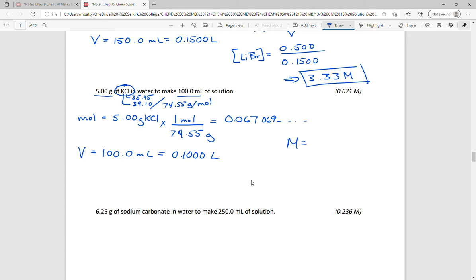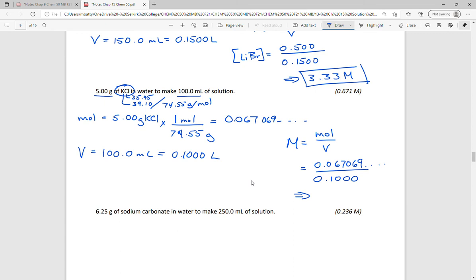Again, I'm trying to calculate concentration. So molarity is equal to the number of moles divided by volume. In this case, it's that number in my calculator. If you want to store it and recall it, go for it. It went on longer than I wrote. And divide that by your volume.